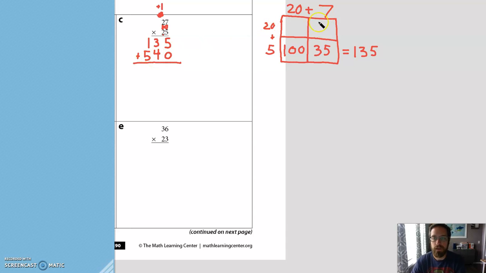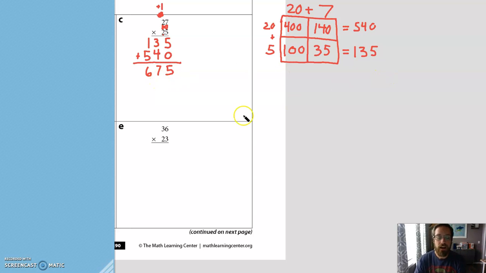So now let's check. 20 times 7 would be 140. 20 times 20 would be 400, which would equal 540 if I added those together. And then you could add them up here. I'm just going to add 5 plus 0 is 5, 3 plus 4 is 7, and 5 plus 1 is 6. So 27 times 25 is 675.